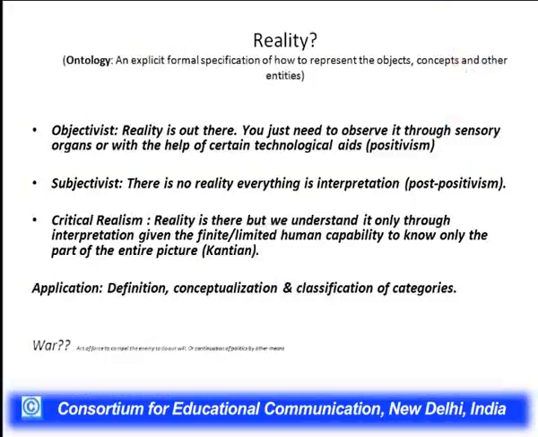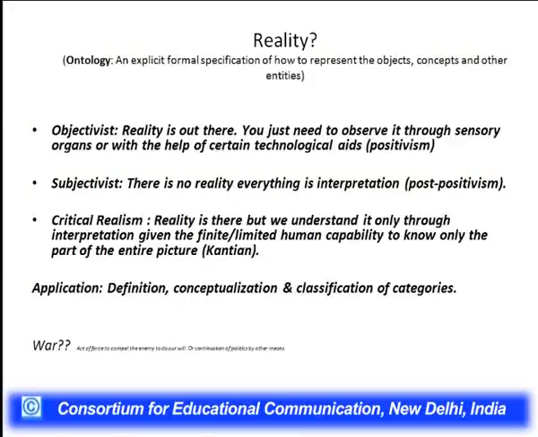And the third is critical realism, which argues that reality is there, but we can understand it only through interpretation, given the finite and limited human capability to know only part of the entire picture. And this is the Kantian argument, critical realism.